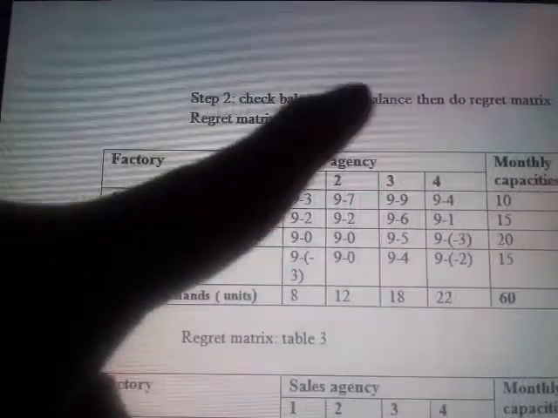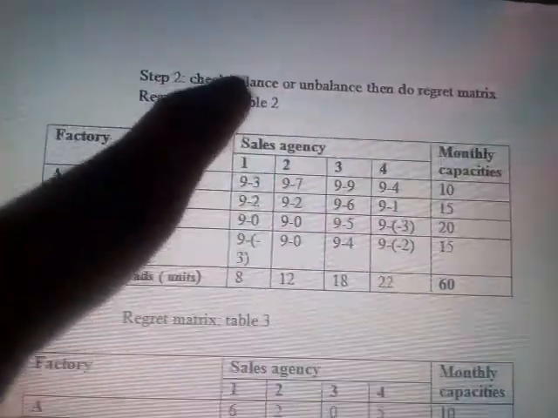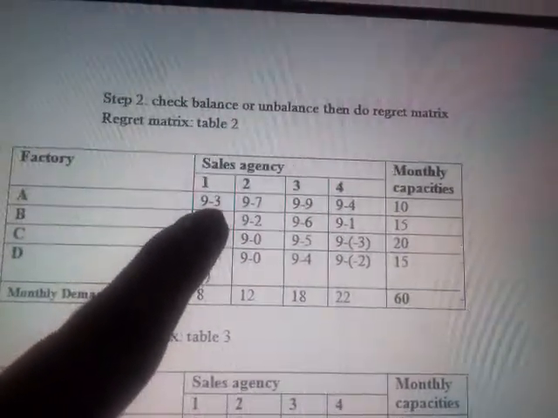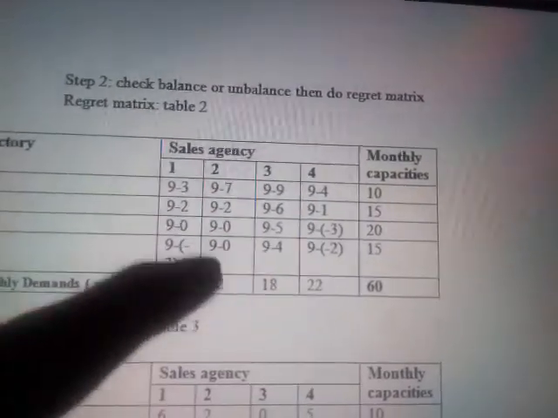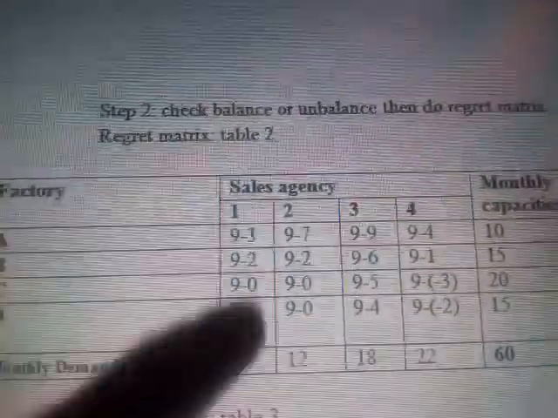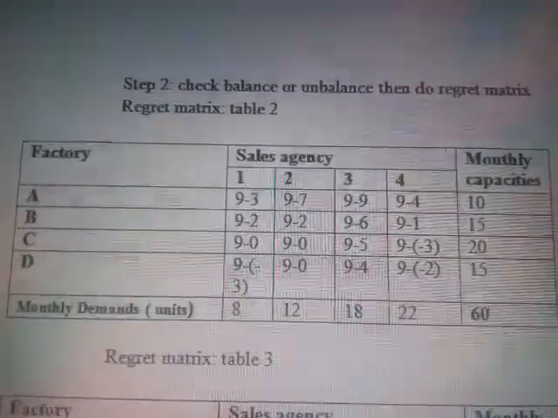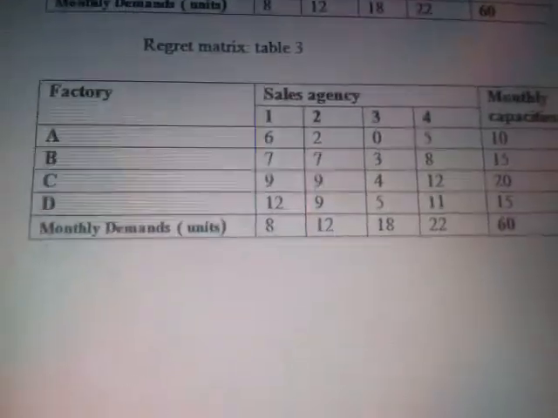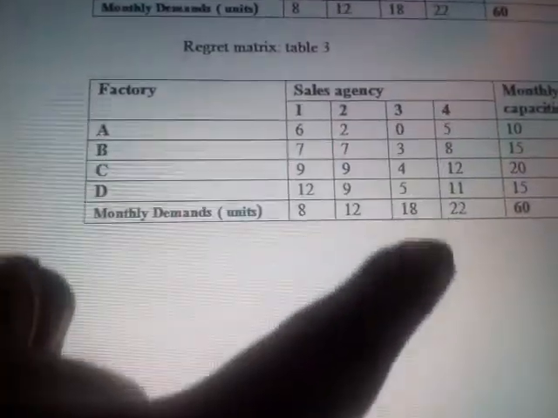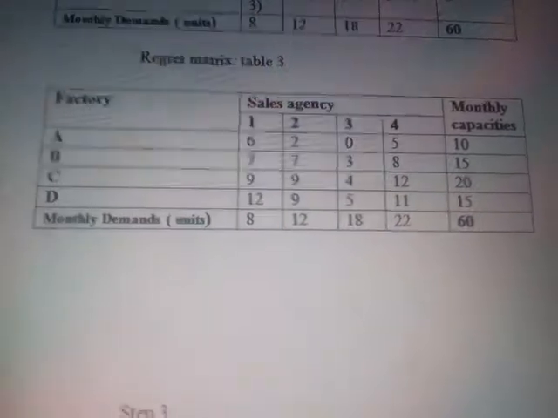So this is our second step. Second step: check balanced or unbalanced, make the regret matrix, okay. So I have done everything, 9 minus 3, 9 minus 7, like that, I have done it only for this, okay. Now we converted into regret matrix, okay. So once we get the regret matrix, then you can go with the next table. I'll show you now. So after subtracting, I got these values, okay.